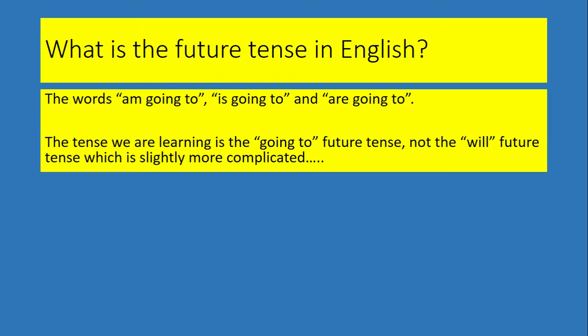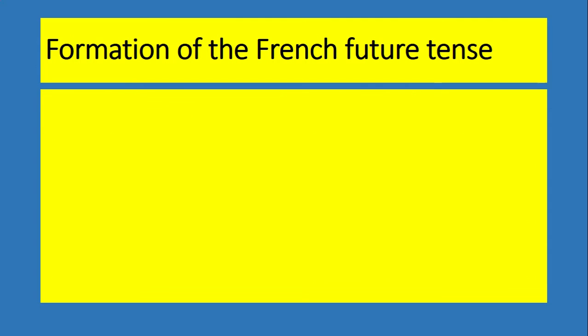There is another future tense which uses the word "will" in English: I will play. But that's a different future tense, and we're not going to study that one today because it's a bit more complicated. So today it's the "going to" future tense. The formation of this future tense in French is very, very straightforward, and it's very similar to English when you break it down. It is easy, in my opinion.